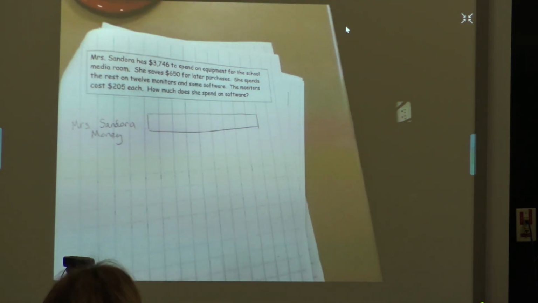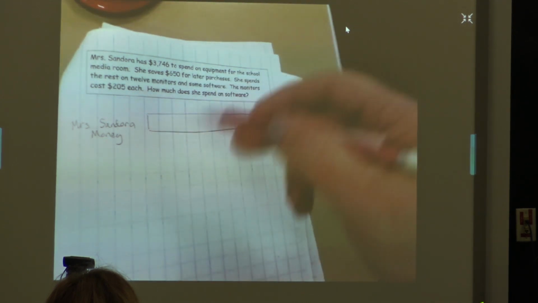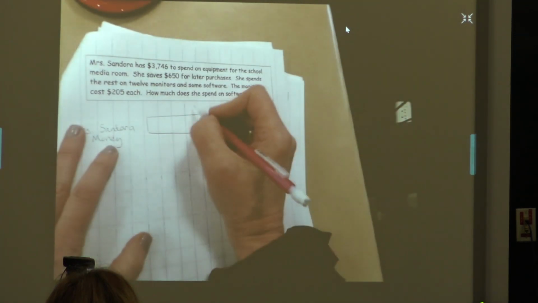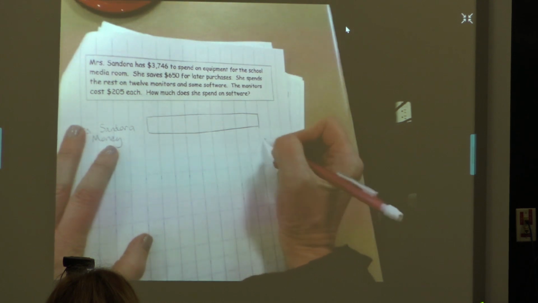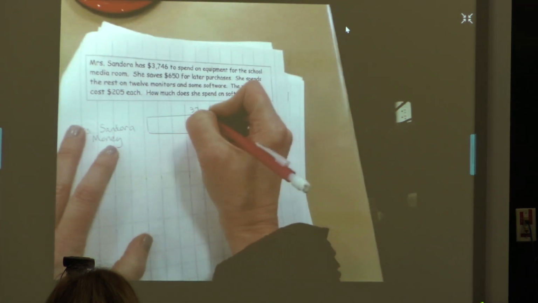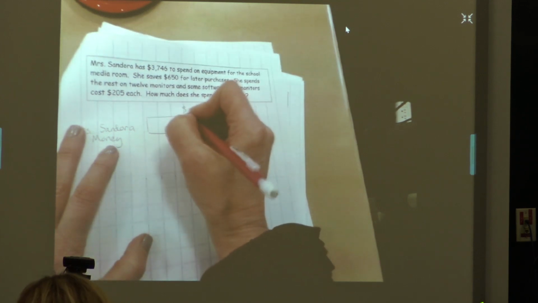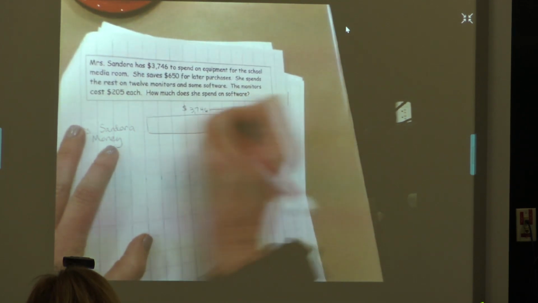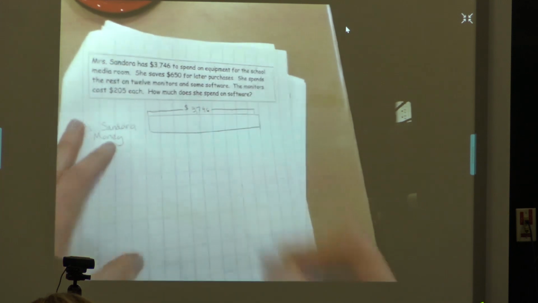So she has $3,746 to spend on equipment for the school. That's the entire bar, right? So does everyone see it? I can put it off on the side if it's going to distract you, or I can put it on top. So I'll just put 3,746 here. And there's my bracket. Okay.